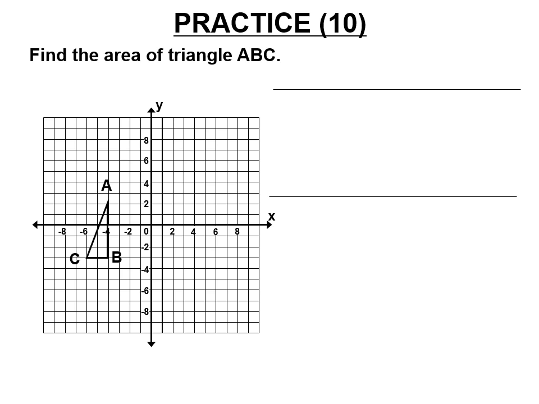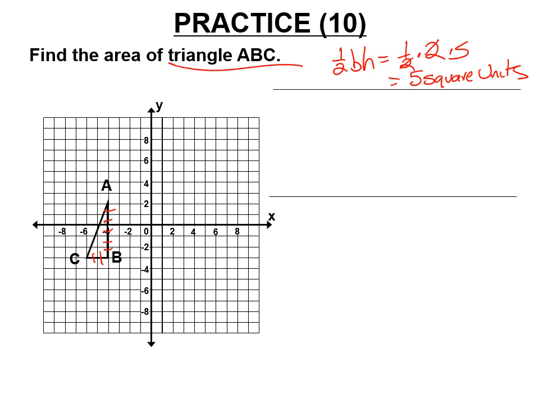All right, so find the area of that triangle. This is 5 square units, right? 1/2 the base times the height, right? 10 square units would be the area of that rectangle. Triangles are always half as big as the same rectangle with the same base and height. Always.